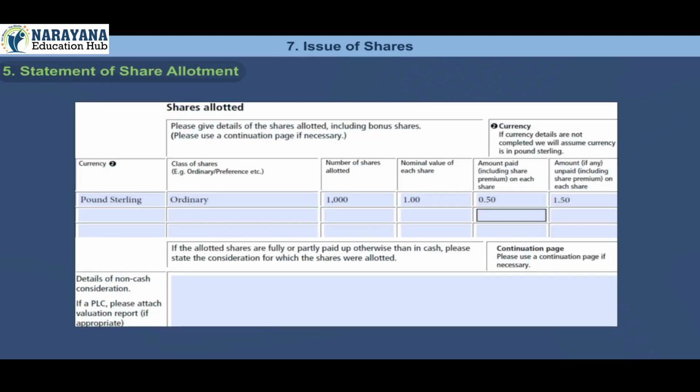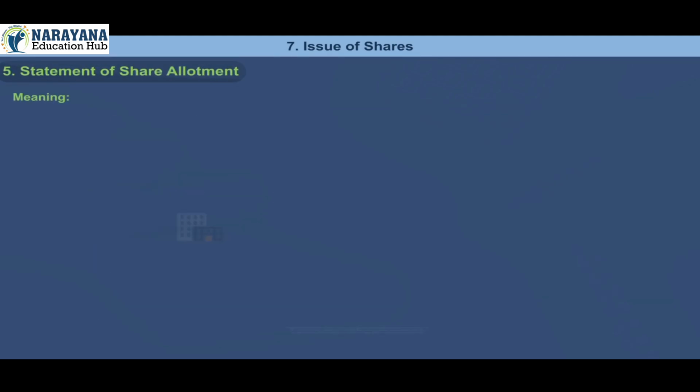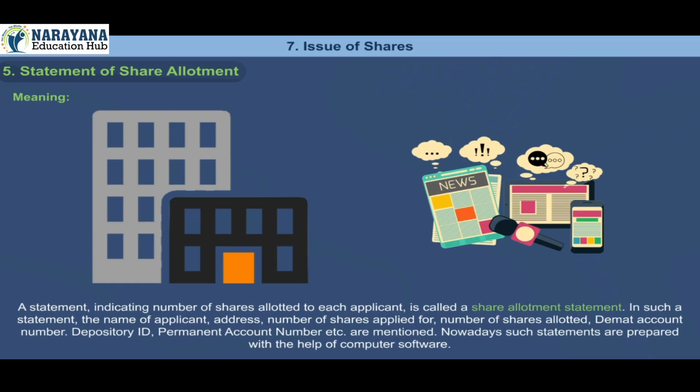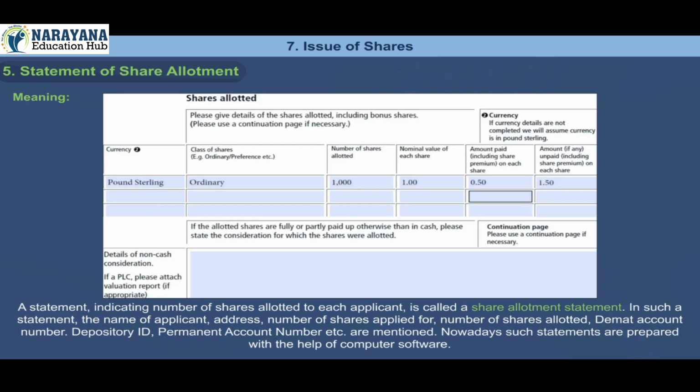5. Statement of share allotment. Meaning. Newly established companies invite the general public to subscribe to their shares in a public issue through a prospectus. After receiving applications in response to this invitation, Board of Directors decide the basis of allotment of shares according to prevailing rules and regulations and decide the number of shares to be allotted to respective applicants. A statement indicating number of shares allotted to each applicant is called a share allotment statement.